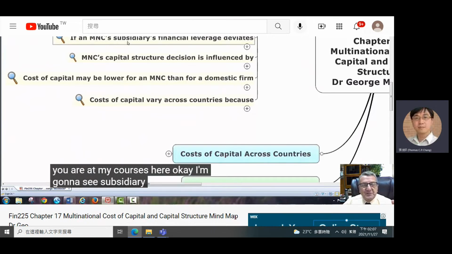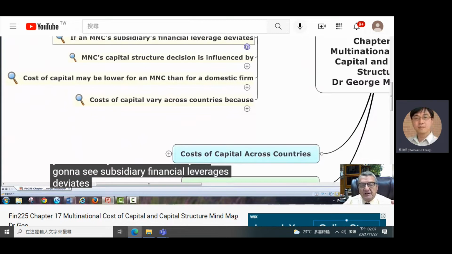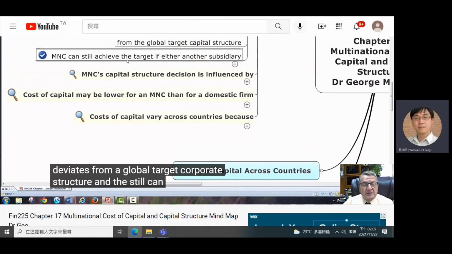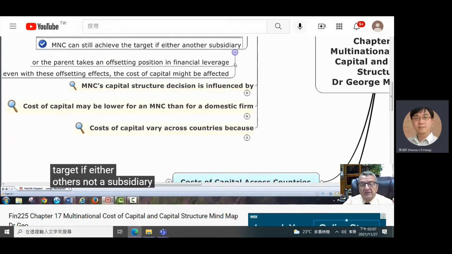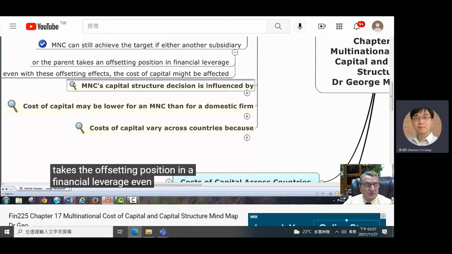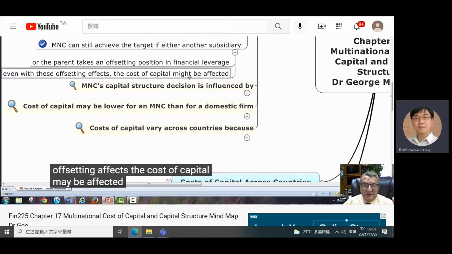Okay, if an MNC subsidiary's financial leverage deviates from the global target corporate structure, the MNC can still achieve the target if either another subsidiary or the parent takes the offsetting position in the financial leverage. Even with these offsetting effects, the cost of capital may be affected. So they're trying to shore it up and help out on that.